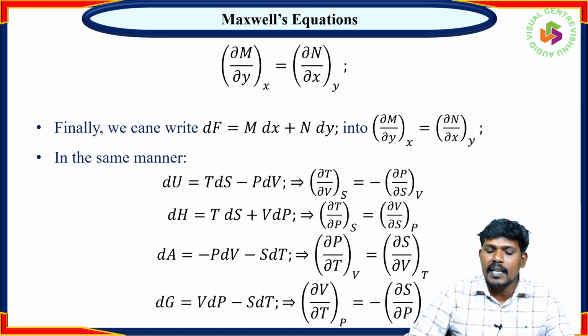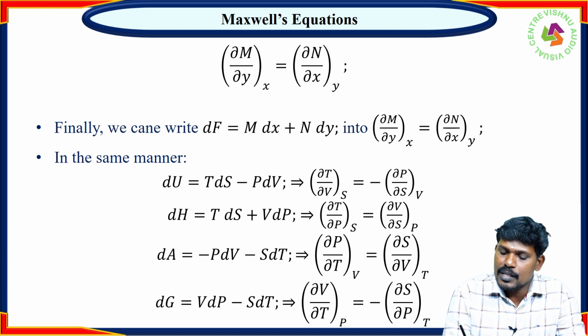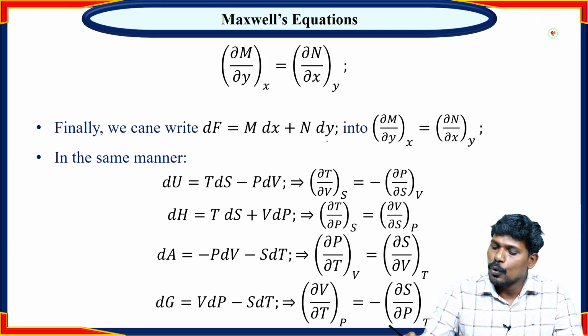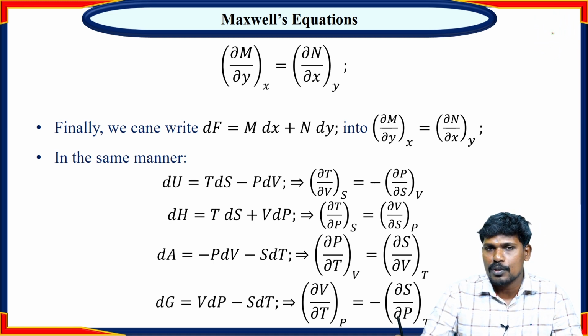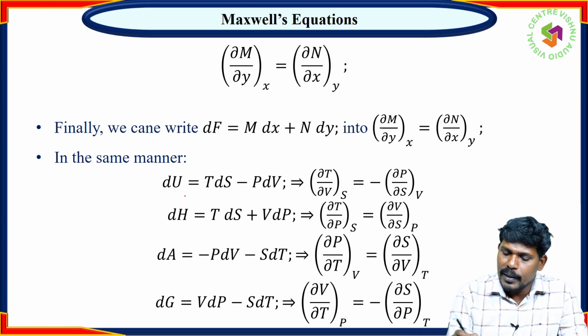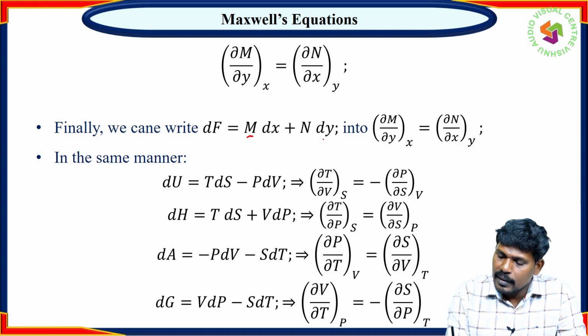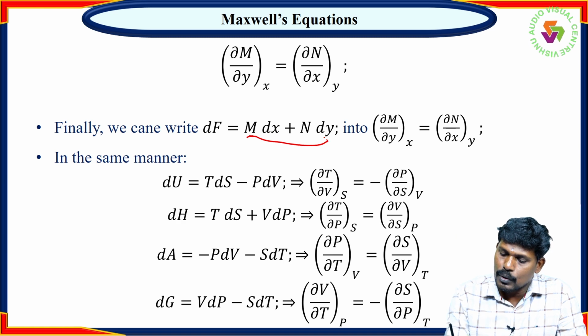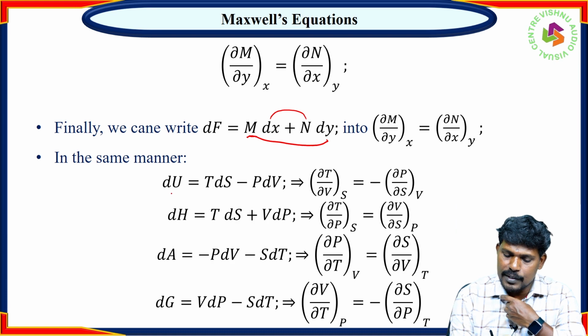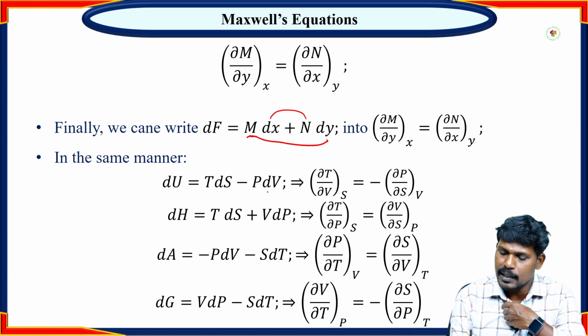So finally we can write df is equal to m into dx plus n into dy, in terms of dou m by dou y at constant x, dou n by dou x at constant y. So in the same way, we already know dU is equal to, m is there in terms of y. Okay, so n in terms of x. Okay, we can see it is the same. So this is df, same like m into dx plus n into dy.